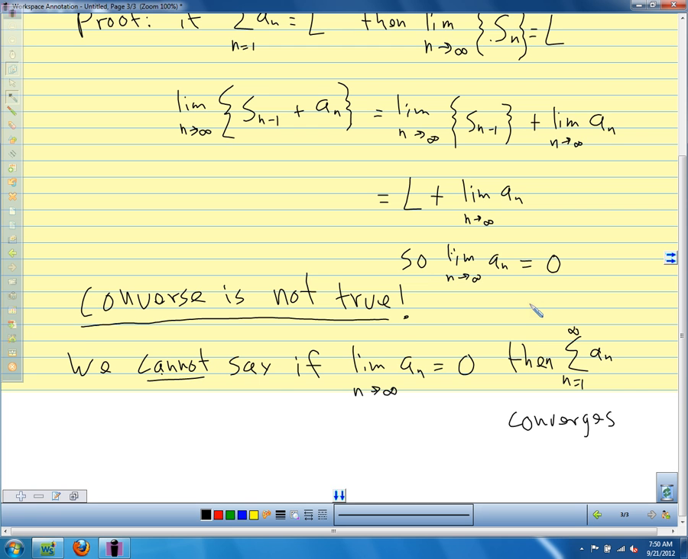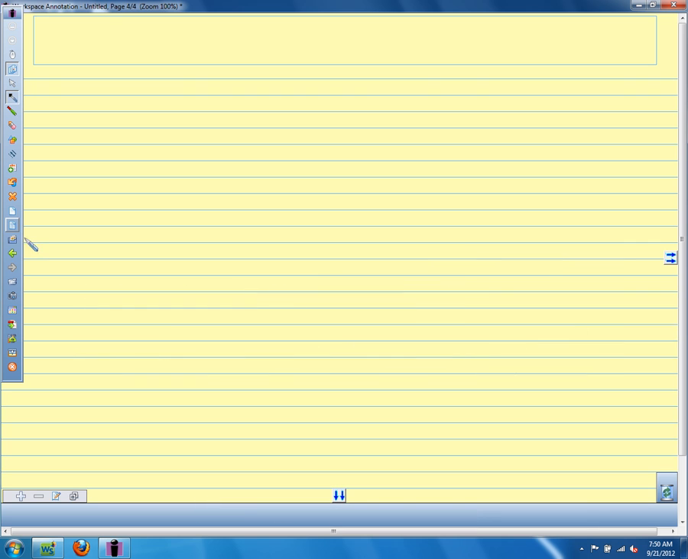Does anybody know the most famous counterexample of this converse that shows that this is not true? 1 over n. The sum from n equals 1 to infinity of 1 over n. You remember what that series is called? It is the harmonic series, and that's our counterexample. Not the alternating harmonic series, just the harmonic series.